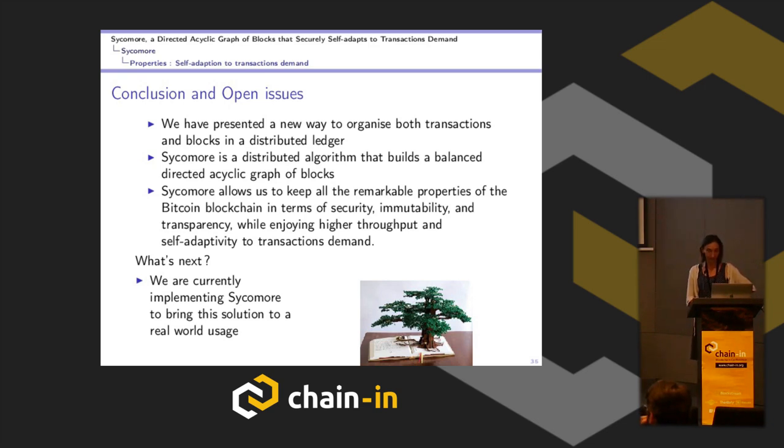So what's next? We are currently implementing Sycomore, but this is very easy to do. And what we are doing is taking the Bitcoin blockchain and creating Sycomore with the real blockchain. And that's it. Thank you.